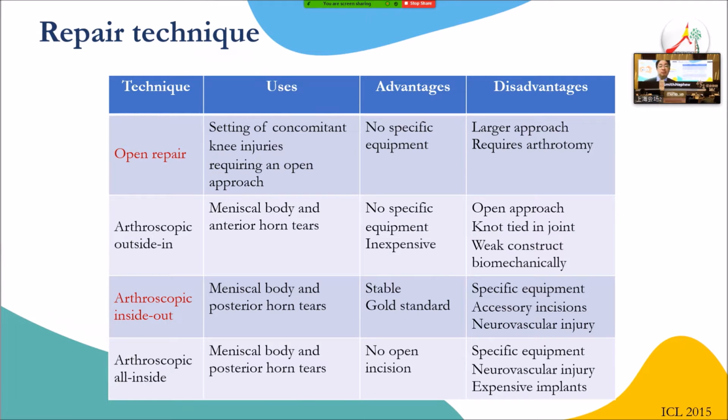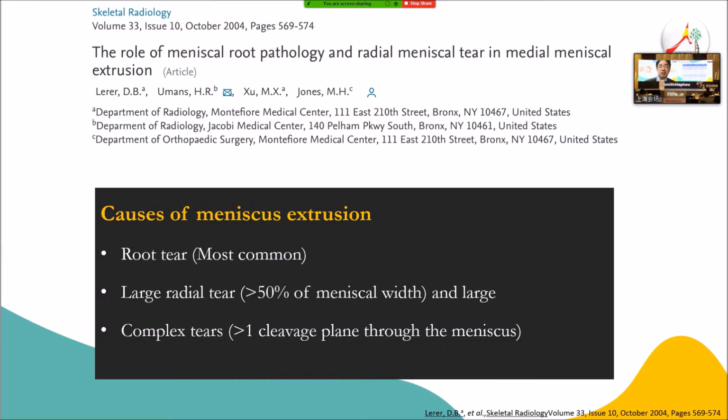So there are many ways of repair. Sometimes we need to combine all-inside, inside-out, transosseous. So we need to know everything. This is the cause of meniscus extrusion. Most common is the meniscus root tear, especially at the medial side, in middle age patients from minor trauma like jogging, squatting, missing a step, twisting. Sometimes they cannot remember the occurrence, the accident, because it's very minor trauma. But after that, the patient will have joint line pain.